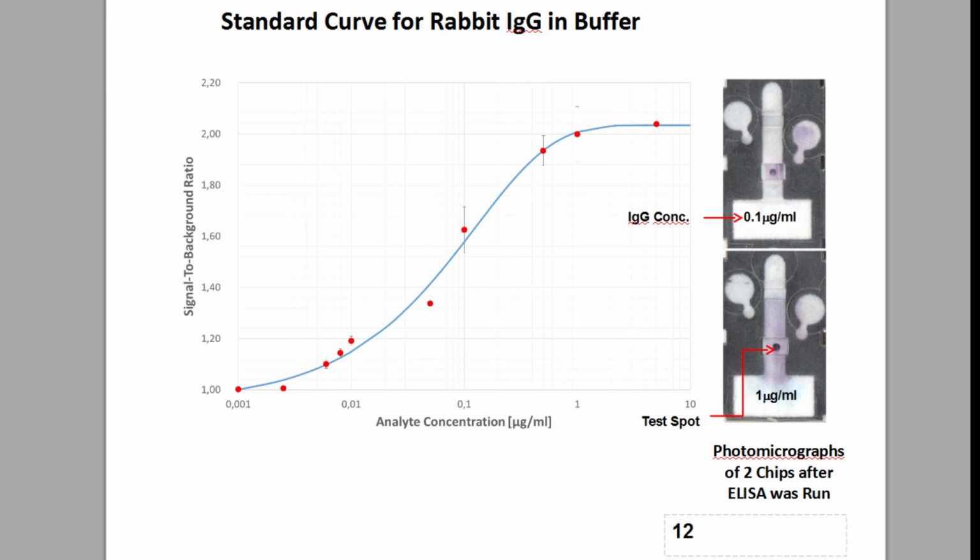The right side shows 2 chips at the end of the assay. In the top one, the test spot was obtained for an IgG concentration of 0.1 micrograms per milliliter, and for the bottom one, the IgG concentration in the sample was 1 microgram per milliliter. The darkness of the spots corresponds to the signal, and it is seen that there is quite a difference between them.